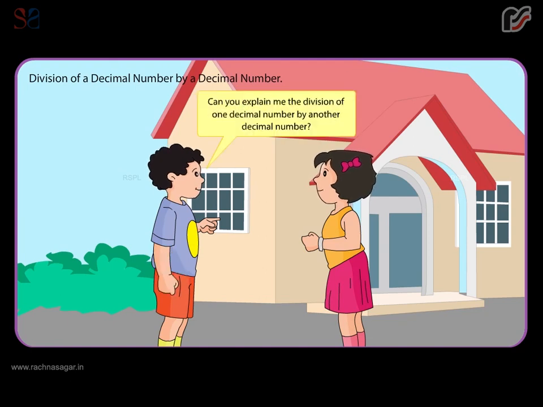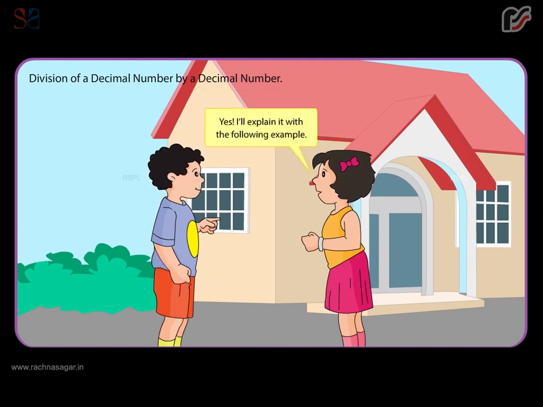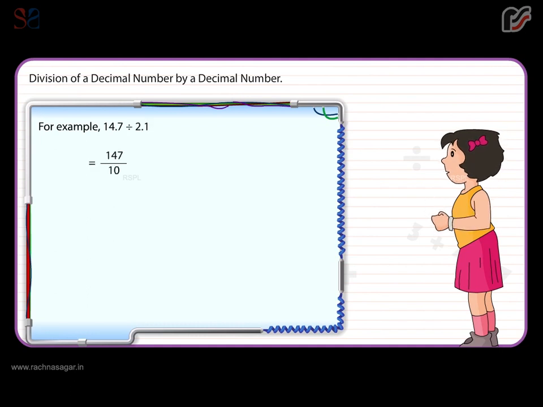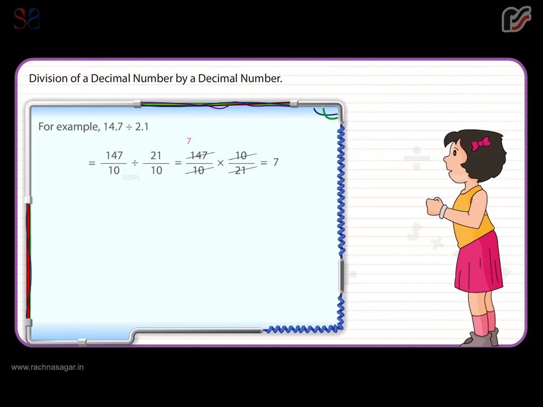Division of a decimal number by a decimal number. Can you explain to me the division of one decimal number by another decimal number? Yes, I will explain it with the following example. For example, 14.7 divided by 2.1 is equal to 147 by 10 divided by 21 by 10 is equal to 147 by 10 multiplied by 10 by 21 is equal to 7.